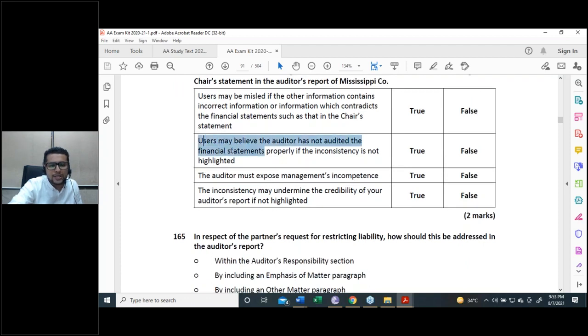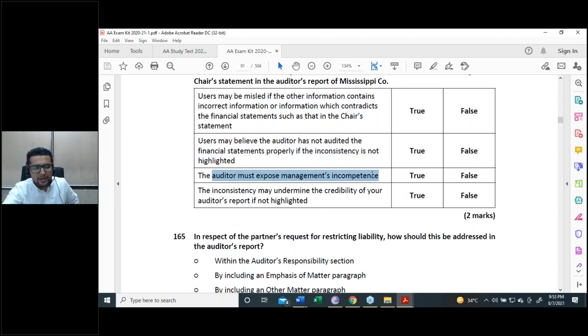Second statement: users may believe that the auditor has not audited the financial statements properly if the inconsistency is not highlighted. If you are not going to highlight that inconsistency, the layman, the shareholder, might think that the auditor has not performed the work with adequate quality. If the auditor had performed the work with great authority and quality, either the financial statements would have reflected the revenue increase of 20%, or the auditor would have highlighted this inconsistency. So again, this statement is true.